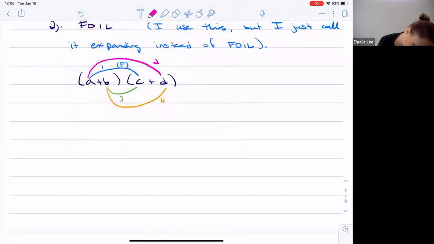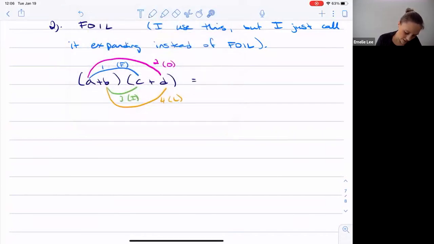First, outside, what color did I use? Green. Inside, last. Foil.